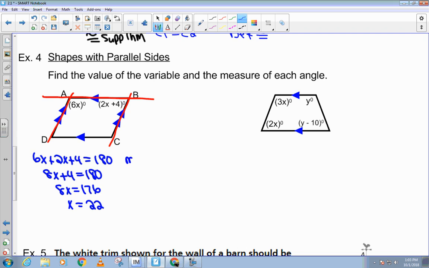They also want us to find the measure of angle A, the measure of angle B, the measure of angle C, and the measure of angle D. So to find A, we go back and plug in. 6 times 22 is what? 132? Okay, I'm believing this. Everybody agree? So 132. So this right here is 132.